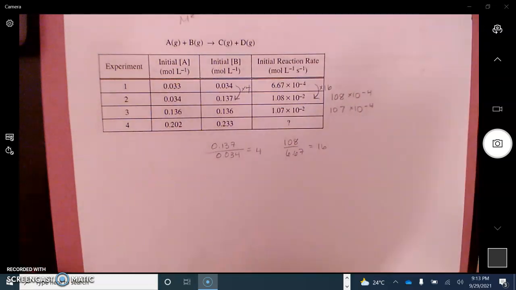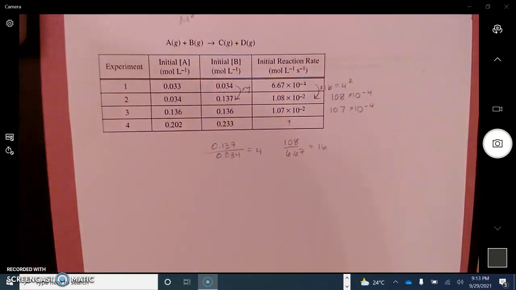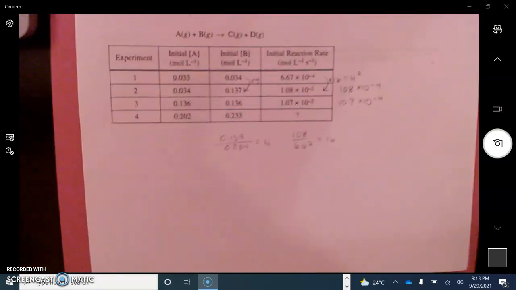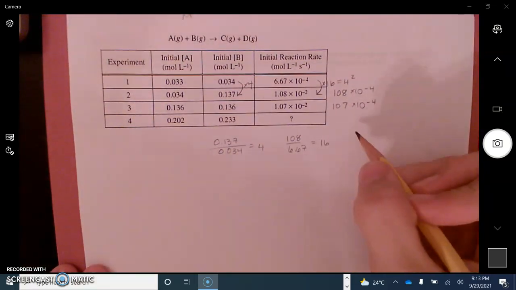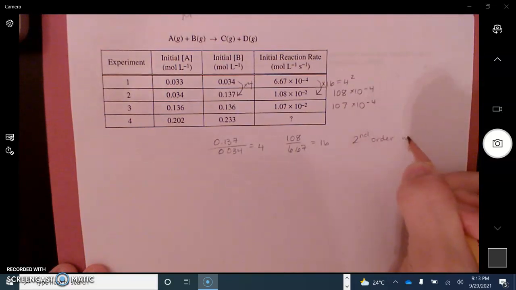Okay, this is very similar to the one we just did. 16 is 4 squared. So what we did to the concentration of B happened twice to the rate. Second order. With respect to B.